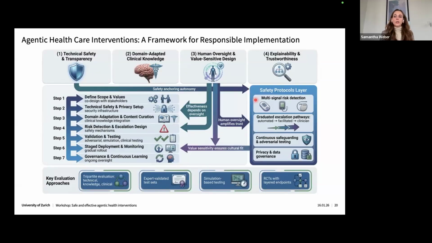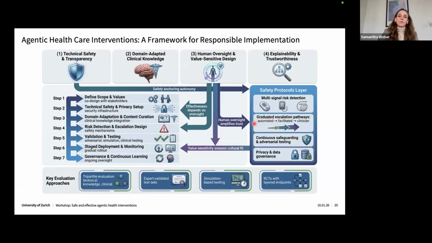So as mentioned, do not base risk detection on one single message. For example, if a user says "I just want to kill myself" but is actually talking about a difficult task at work that they just don't want to do, then of course an escalation here would be completely misplaced. Then of course, further, we have a graduated escalation pathway.